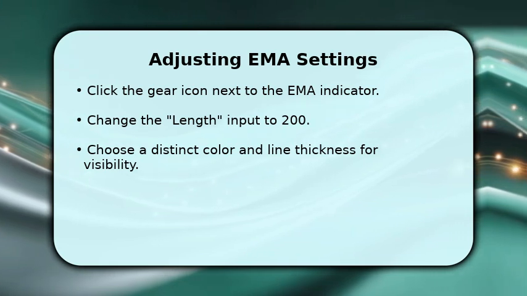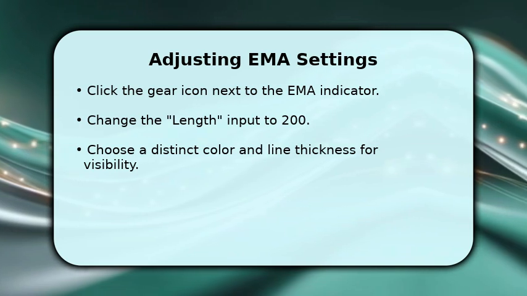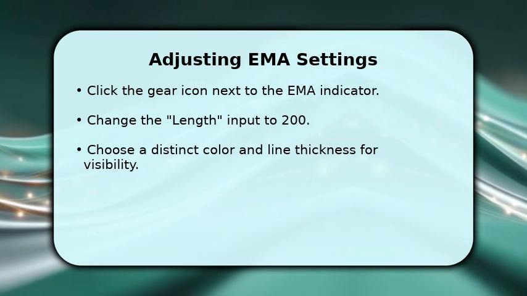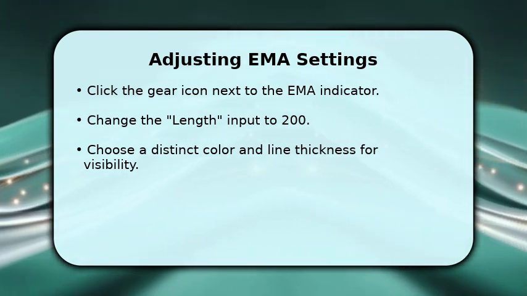Click the small gear icon that appears next to the indicator's name on your chart. In the Settings window, find the length input and change its value to 200. You can also customize the line's color and thickness to make it stand out clearly.